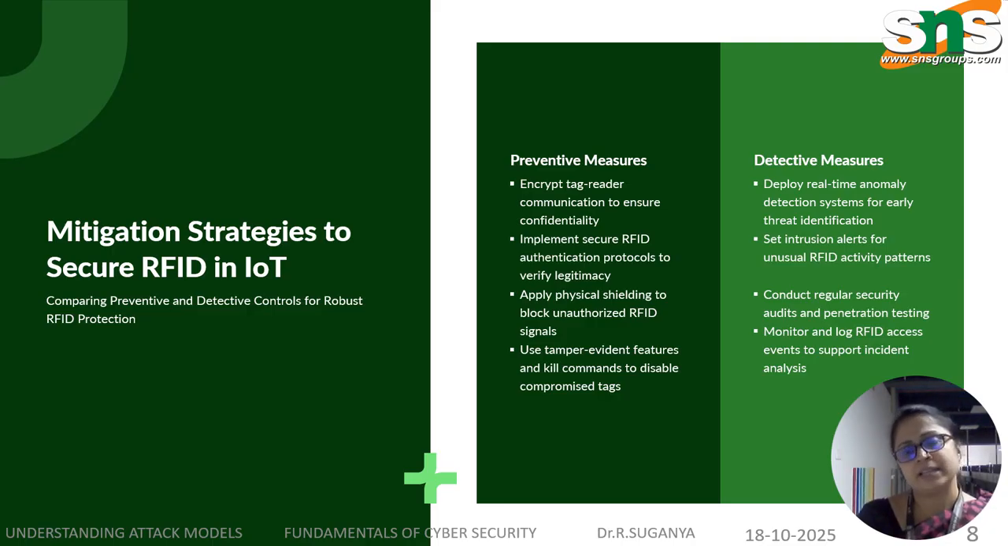Like in real time, for criminals' faces, wherever in public, it has to intimate the traffic police that he is one of the criminals, and it has to show some signals for the particular persons. And conduct regular security audits and penetration testing, monitor and log RFID access events to support incident analysis. So these are some mitigation strategies to secure RFID in IoT.